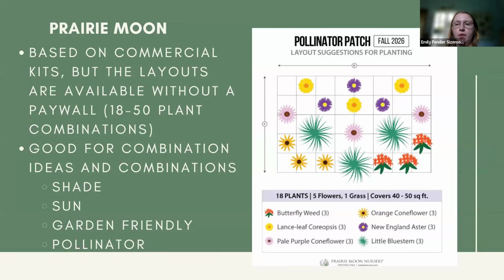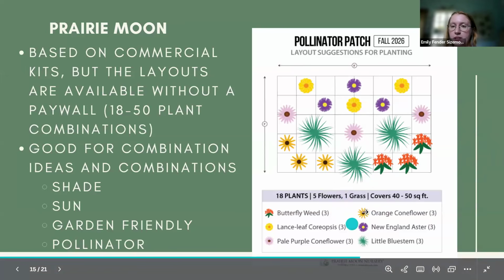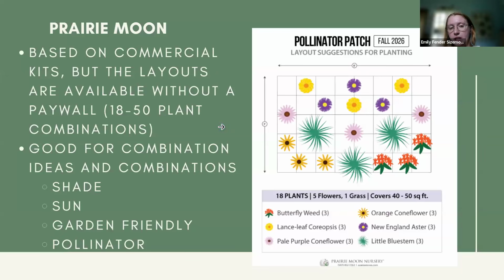Next, looking at some of the tools that Prairie Moon offers. So these are based off commercial kits, which they do sell, but you do not need to buy them to look at these layouts. So this is an example of what they call their pollinator patch garden. And they basically show an example layout of how they may lay this out using butterfly weed, multiple kinds of coneflower and coreopsis, as well as little bluestem for a grass. This gives you good ideas for combinations in shade, sun. They have a garden-friendly one and pollinator options. They also have a mega pollinator garden 50 plant combination as well, while the rest of them are 18 plants.